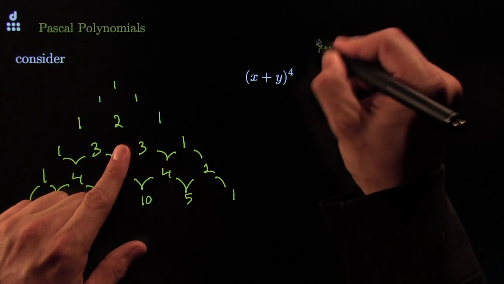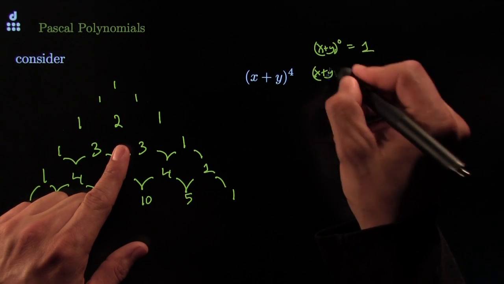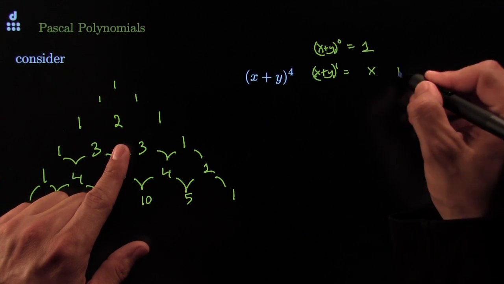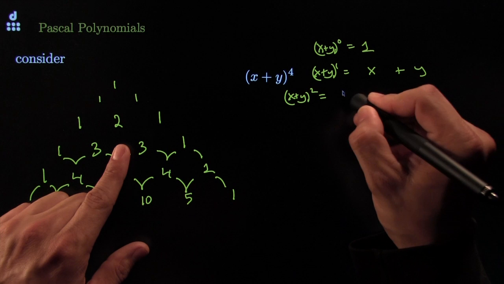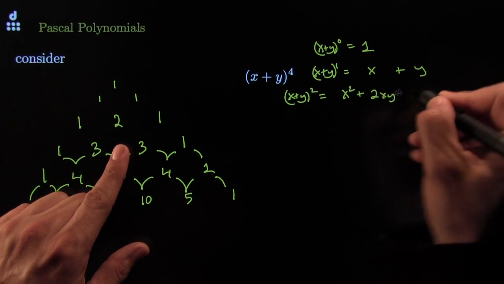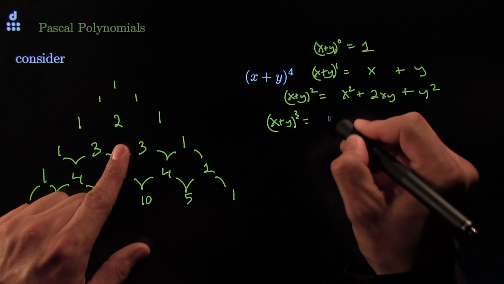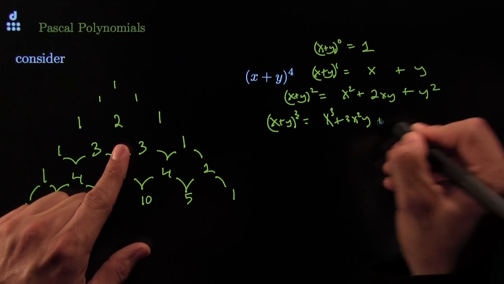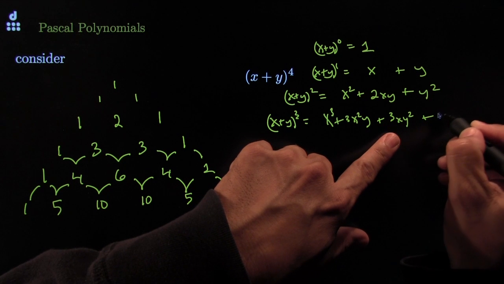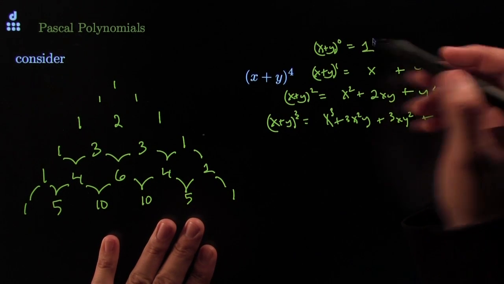x plus y to the 0 we said was equal to 1. x plus y to the 1 we said was equal to x plus y. x plus y to the second we said was x squared plus 2xy plus y squared. x plus y to the third we said was x to the third plus 3x squared y plus 3xy squared plus 1y to the third. Now you start to see the pattern here. This is a 1, that's a 1.